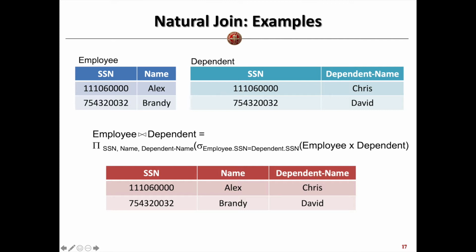However, we further check the condition. The employee SSN should be equal to the dependent SSN, right? Therefore, we have this record, this one combined with this row, remaining in the outcome, right? Similar for Brandy with David, as shown here. And the remaining ones will be removed, right? And further here we do the projection to only get the three attributes out: SSN, name, and dependent name. The redundant SSN will be removed by the projection. This is about natural join.